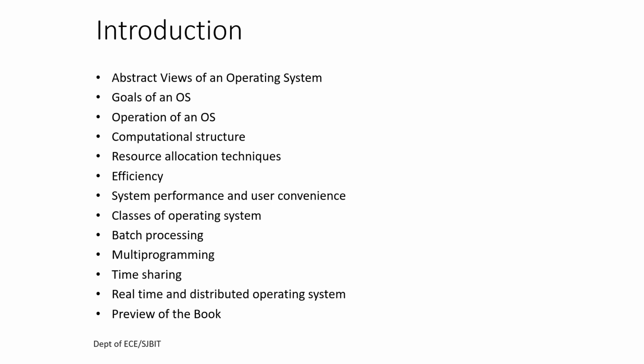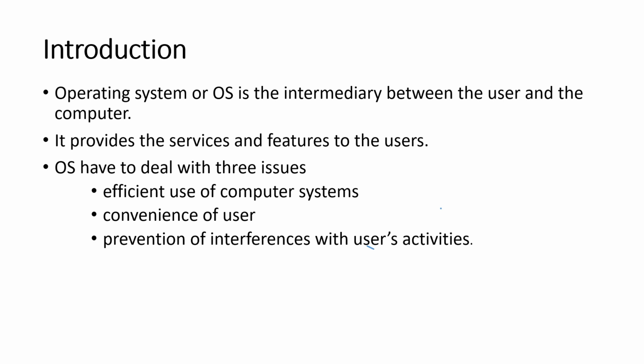Today we are going to talk about the introduction to the operating system: what is the operating system and what are the goals of an operating system. Actually, the operating system is nothing but an intermediary device between the user and the computer. The operating system, also called OS, is an intermediary between user and computer, and it provides a set of services and features to the users.